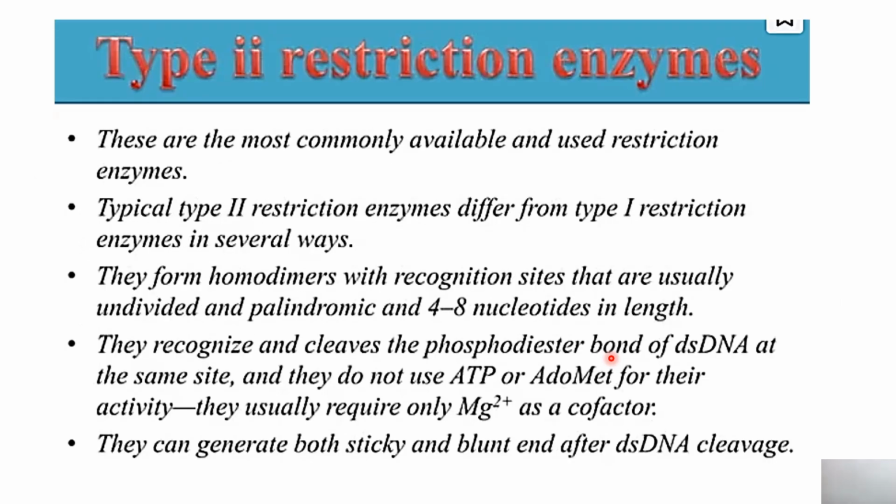So these are the most commonly available and used restriction enzymes. The type 2 enzymes vary from one type to the next. They form homodimers with recognition sites that are usually undivided and palindromic, and 4 to 8 nucleotides in length. They recognize and cleave the phosphodiester bond of double-stranded DNA, and they usually require only magnesium as a cofactor. They can generate both sticky and blunt ends after double-stranded DNA cleavage.